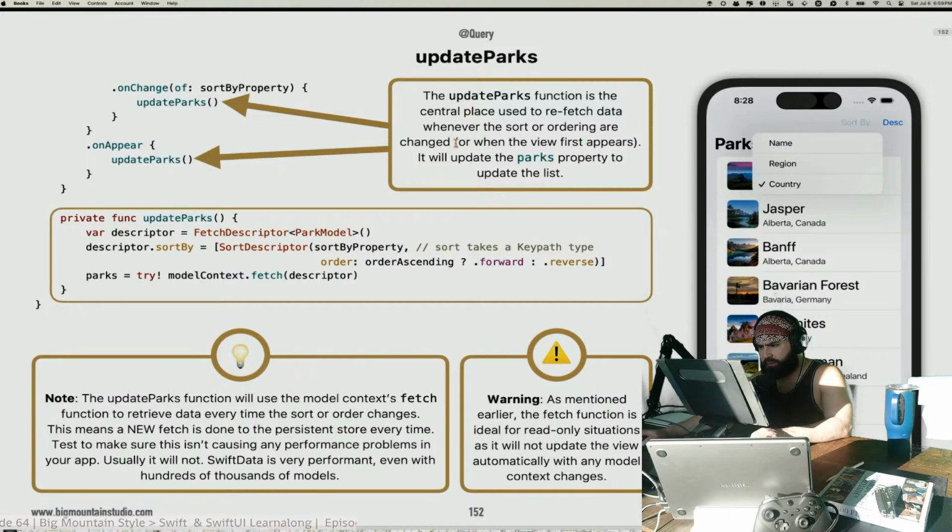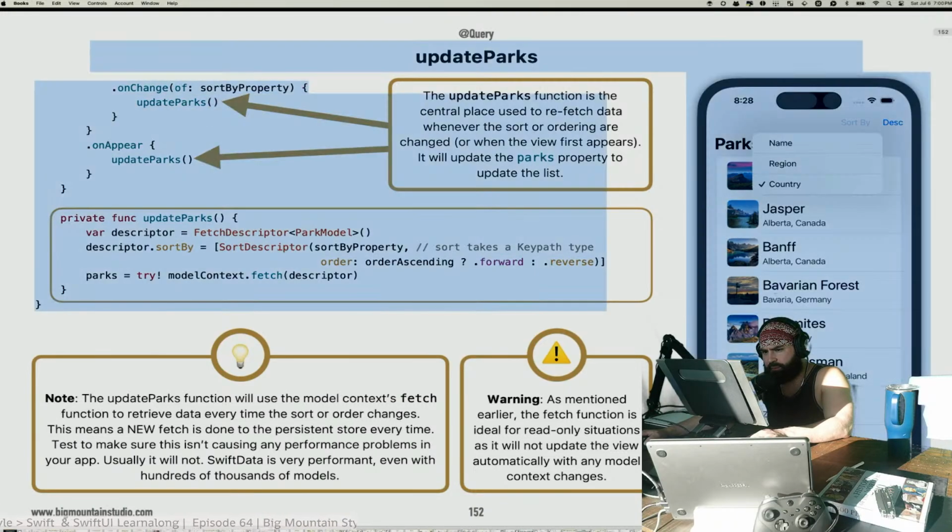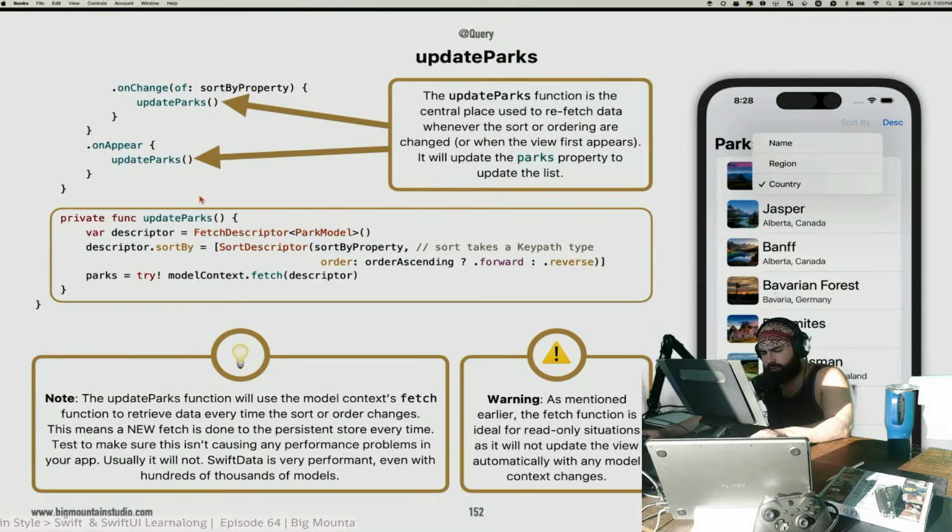The update parks function is a central place used to refetch data whenever the sort or ordering are changed, or when the view first appears. It will update the parks property to update the list. So this .onChange of sortBy property, trailing closure. Inside of it runs the function updateParks, onAppear, updateParks. And then this is a private function, and its definition here, updateParks. No parameters, rather. And it takes descriptor, which is a fetch descriptor.